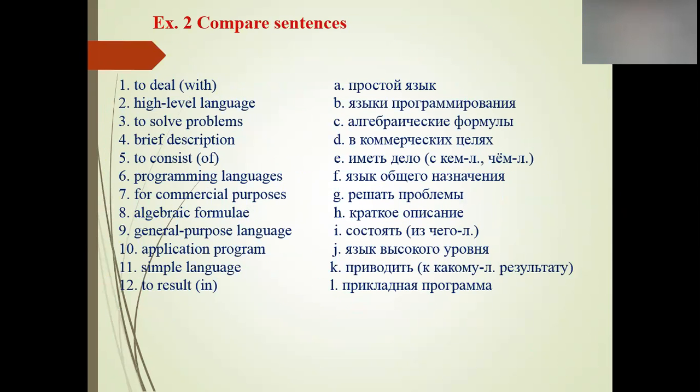The next, exercise number 2, compare sentences. There are 12 sentences given on this screen: to deal with, the high-level language, to solve problems, brief description, to consist of, programming languages for commercial purposes, algebraic formula, general purpose language, application program, simple language, to result in. You should find the equivalent in Russian. Compare sentences.